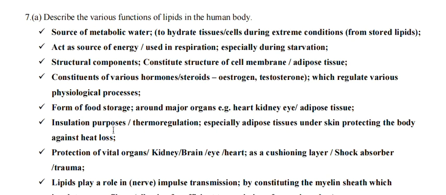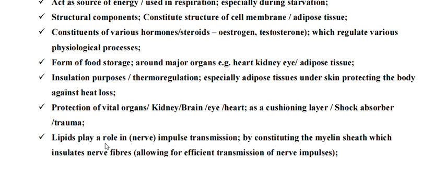Then they are a form of food storage around major organs, that is the heart, the kidney, and the adipose tissue, and they help absorb shock. And insulation purposes or thermoregulation, especially adipose tissues under the skin, protecting the body against heat loss. The protection of vital organs like kidney, brain, eye, the heart, as a cushioning layer or a shock absorber.